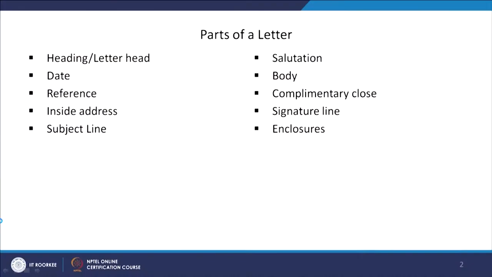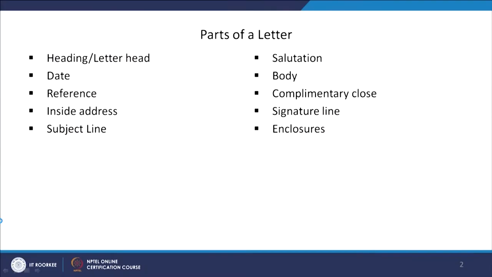And then comes the inside address. Now, what is this inside address? This inside address is the address of the person to whom you are writing this letter. We can also call this the addressee, the person whom you are going to address. And then comes the subject line. Since it is not a personal letter, when you are writing to a busy professional, that professional would first like to see why this letter has been written and what the context is. That is why a subject line has to be given, and the subject line tells the purpose of the letter.